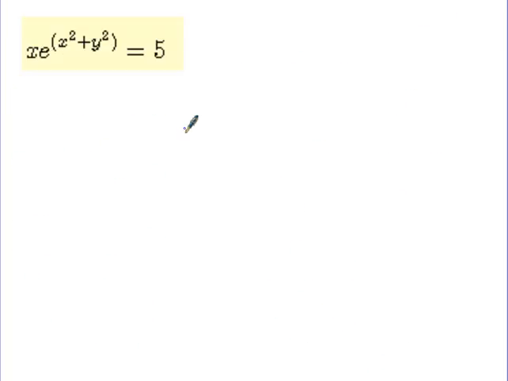Okay, this one's a little bit more complex. Notice, I have two functions here. I have an x, and then I have an e to the x squared plus y. So this is actually going to be a product rule. But if you notice, when I try and take the derivative of this, it's actually going to be a chain rule.